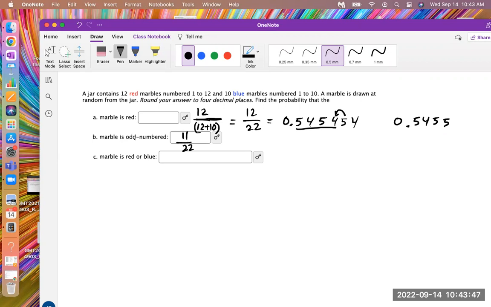The probability that it's going to be odd is the number of odd marbles in the jar. Between 1 and 12, there's 6 odd numbers, so that's 6 from the red ones, and then between 1 and 10, there's 5. So there's a total of 11 odd numbers, and there's a total of 12 plus 10, which is 22 total.